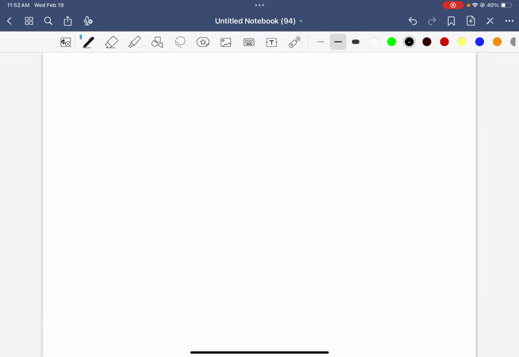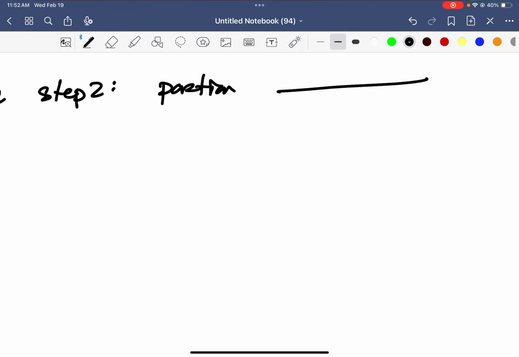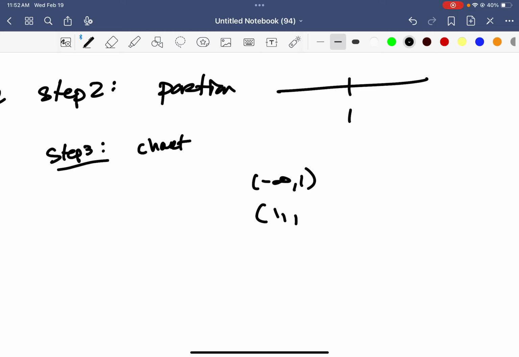So this is number 9. We're doing increasing, decreasing. We need to do step number 2. So step 2 is to partition. And so we take the number line and we cut it at 1. And so step 3, we're going to chart. We have negative infinity to 1, 1 to infinity.